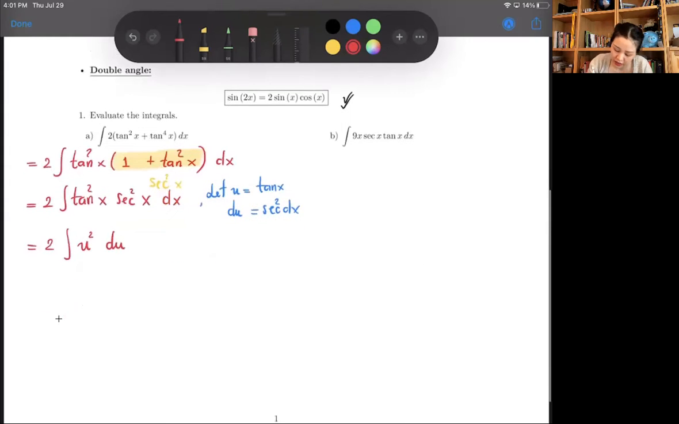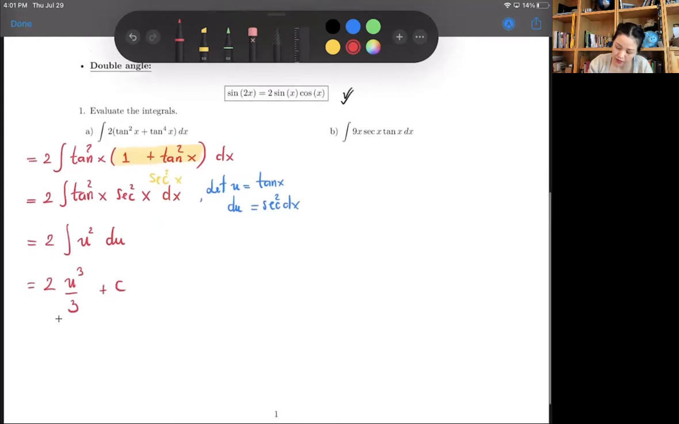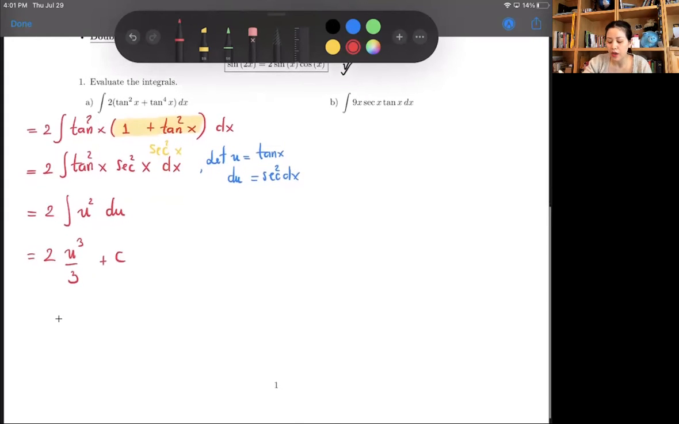Now we take the antiderivative of u squared, so we get u to the third over 3 plus a constant. Now all we have to do is plug the x term back in. So it equals 2 times, u is tangent x, so u cubed is tangent cubed x over 3, plus C. And that will complete our problem.